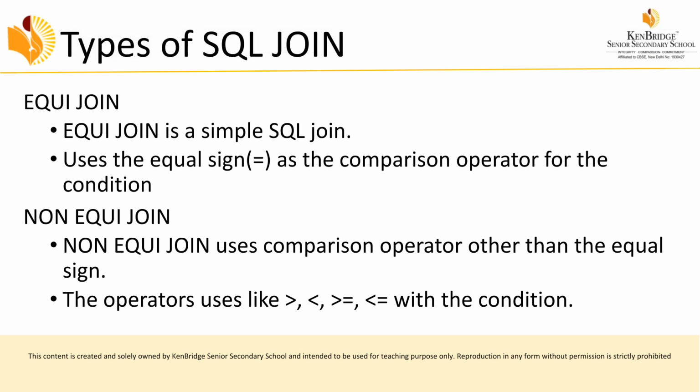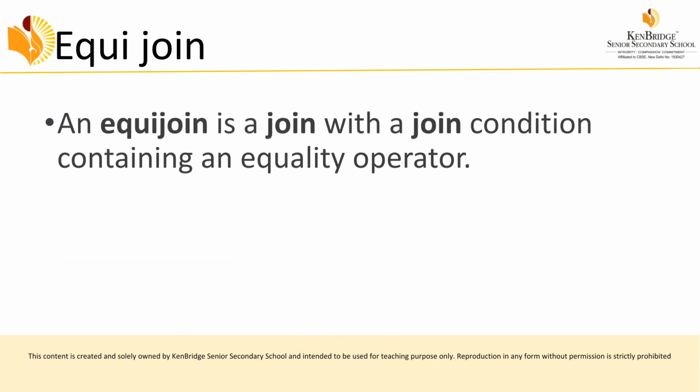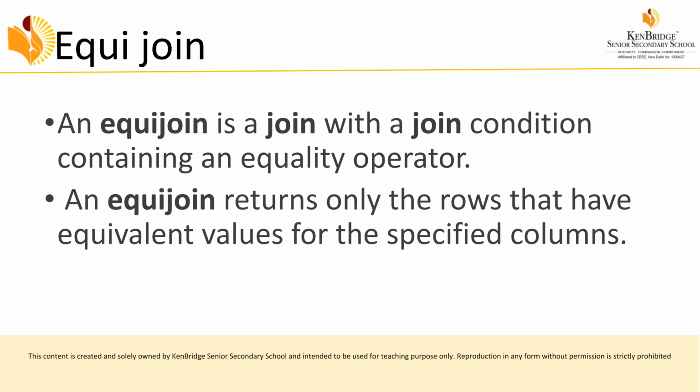First we are going to see about the EQ join. EQ join is a join with a join condition containing an equality operator. Whatever join we are going to perform, the condition will have the equal to operator. The EQ join returns only the rows that have equivalent values for the specified column. Whatever is matching, that alone will be displayed in your output.